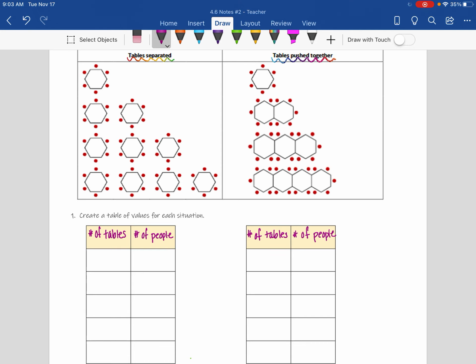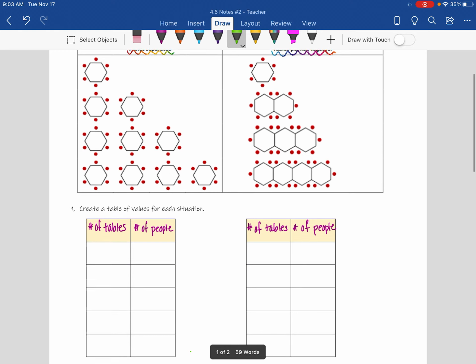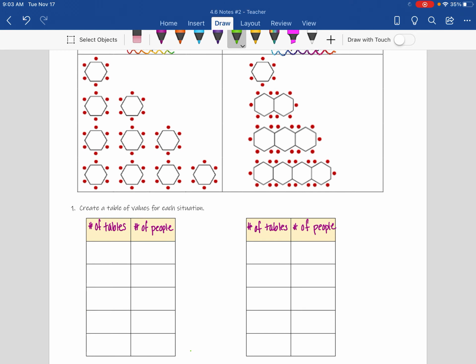Okay, and then knowing that we always like to find our y-intercept in our table, I'm going to start my table at 0. Even though I don't have a picture that shows 0 tables, I still want to do that. Start with 0 so I have my y-intercept in my table.